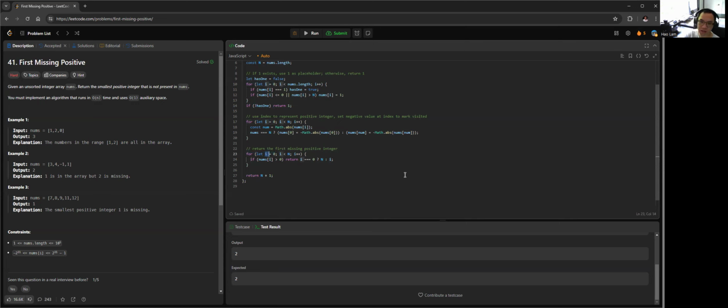If the index is 0 and the value at index 0 is positive, you know that the missing integer is going to be n, because we use index 0 again to represent n. So if we couldn't find any positive integer in the array, the missing positive has to be n plus 1.